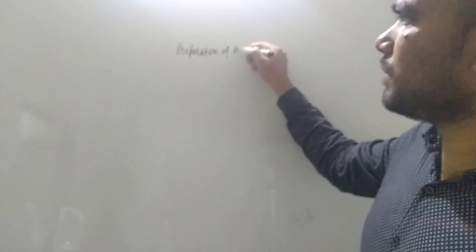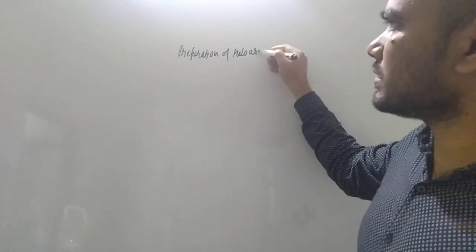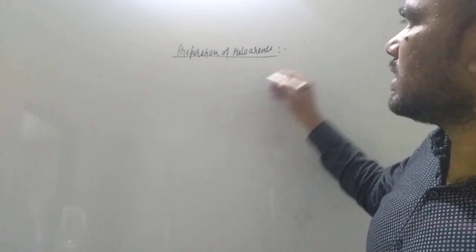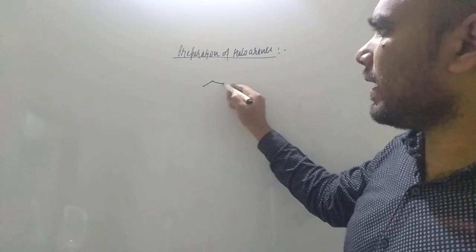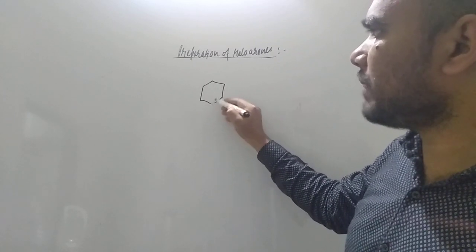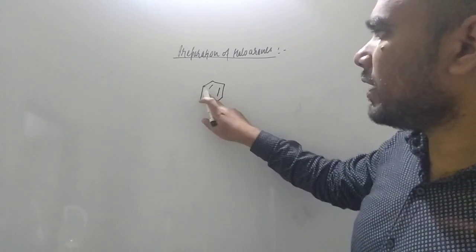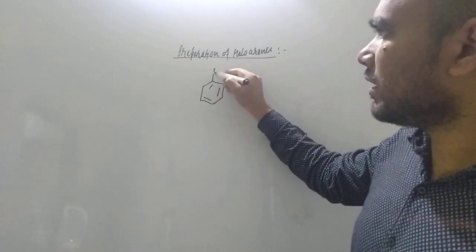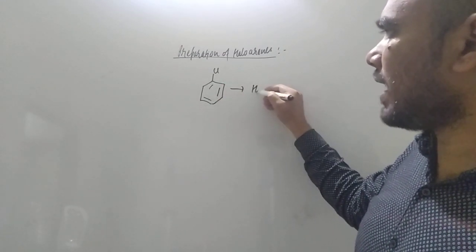So how can you prepare haloarenes? Haloarenes are what, student? That is in the arenes group. Arenes means benzene or aromatic compound. If in that group any halogen atom is attached, any halogen, that is what is known as haloarenes.